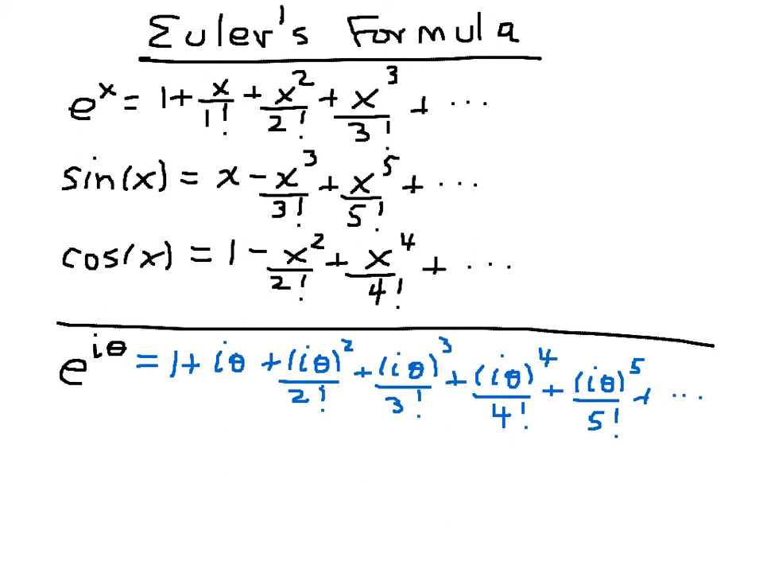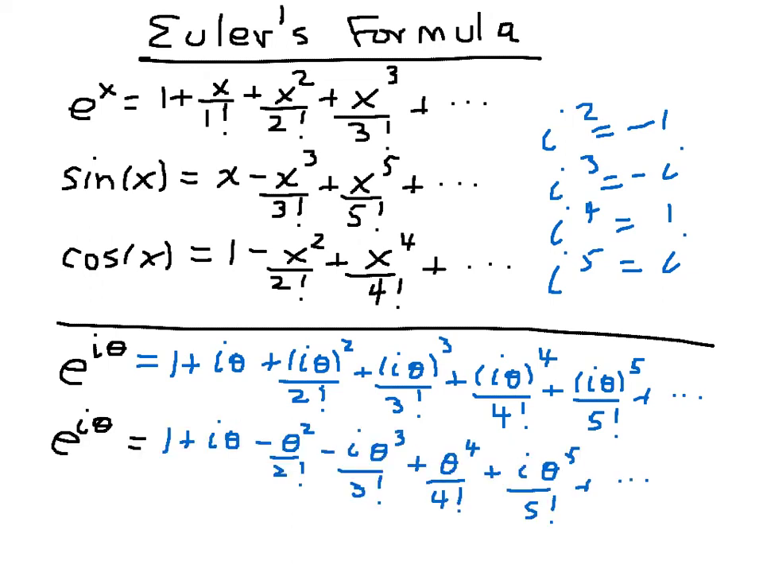So all I've done here is to replace x with i theta. Now you're going to need to remember that when we expand this, i squared is minus 1, i cubed is minus i. Let me write it out. i squared is minus 1, i cubed is minus i, i to the fourth is 1, and i to the fifth is i, and we're back repeating. So the powers of i are cyclical in an order of 4. I'll simplify this to make time a little bit easier.